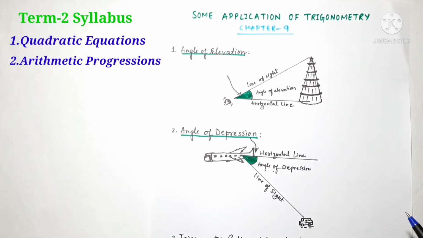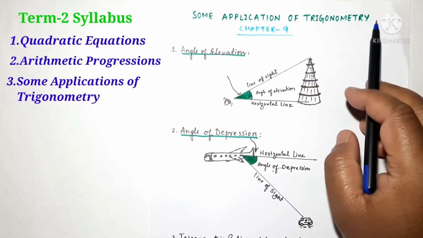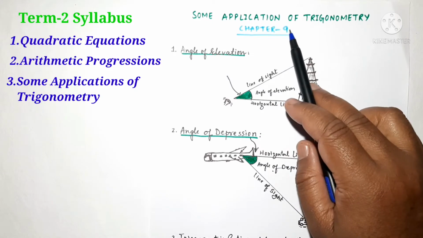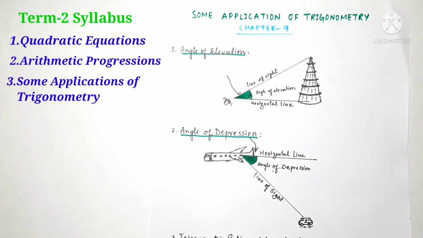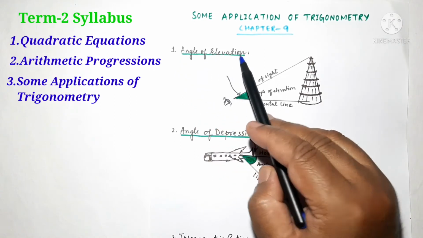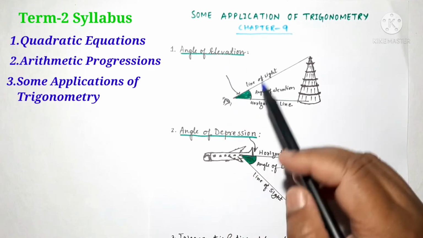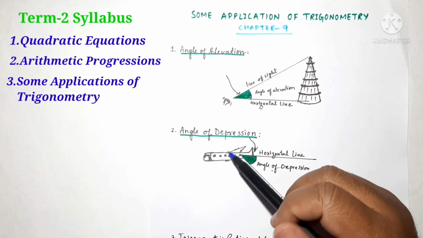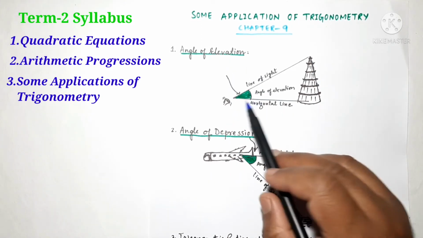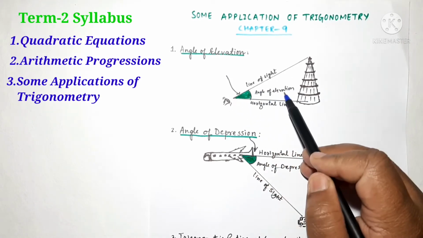So the next chapter of your syllabus is some application of trigonometry, chapter number 9. So now what we are going to learn in this chapter. First is angle of elevation. Second, angle of depression. What is angle of elevation? Now look at this picture and try to understand. Now here the angle made by the horizontal line with the line of sight is called angle of elevation.